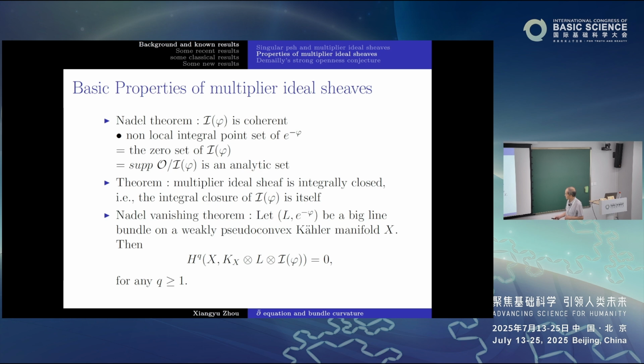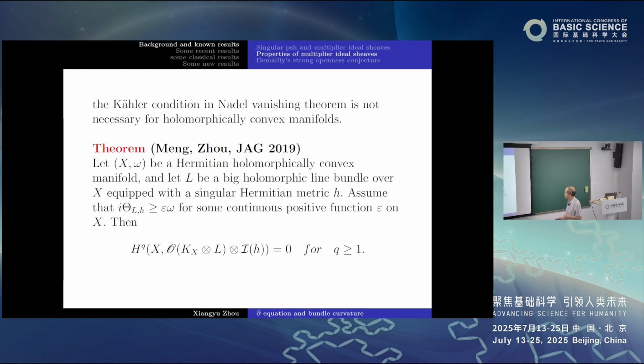And from this theorem, you can also prove the Kawamata-Viehweg vanishing theorem in algebraic geometry. The Kähler condition in this theorem could be dropped. With my former student Meng, we proved that if X is a holomorphically convex manifold, maybe not Kähler, we can still get this vanishing theorem.